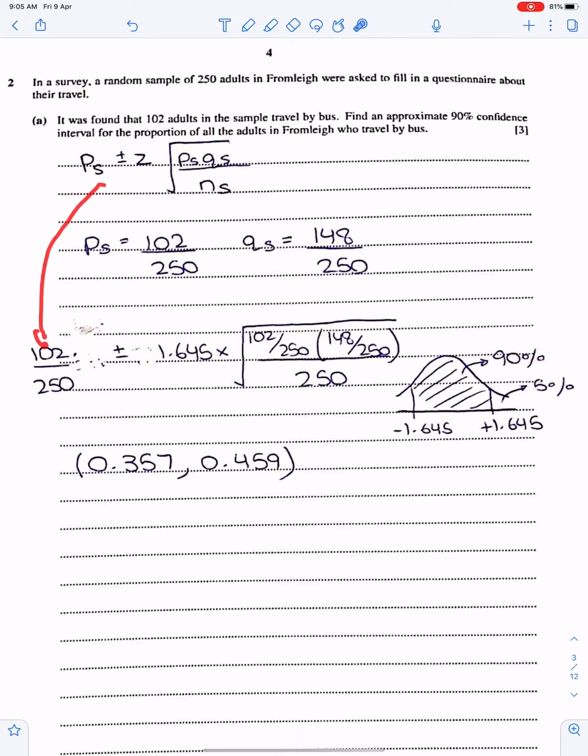Well, ps is here, this is ps, z is here, this is ps, this is qs, and this is the sample size. And this is the confidence interval. Make sure you give your answer up to 3 significant figures. Just two things are important. Number one, this formula, and number two, the value of z. Make sure you write the correct formula here and take out the correct value of z from the table or calculator.